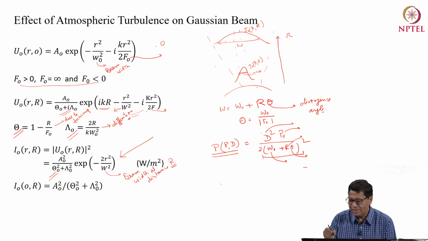So basically at a long distance, this beam width gets expanded, so effectively it is introducing a pointing error loss here, and the average power which is sensed by the receiver also reduces. So this is how a Gaussian beam behaves under the effect of atmospheric turbulence.